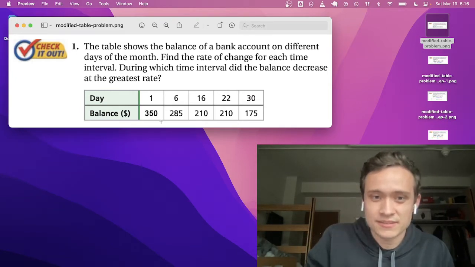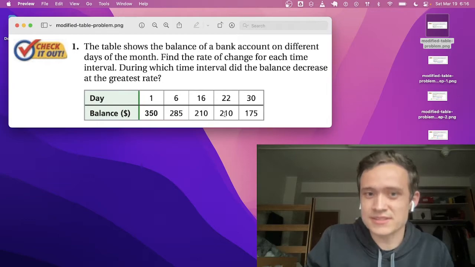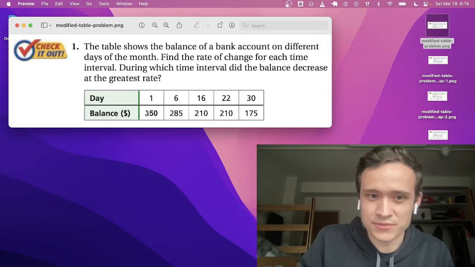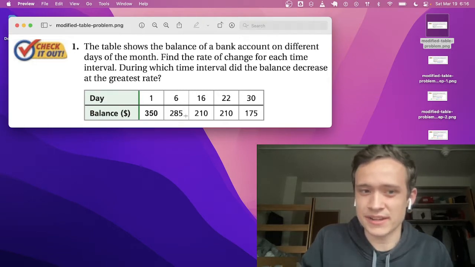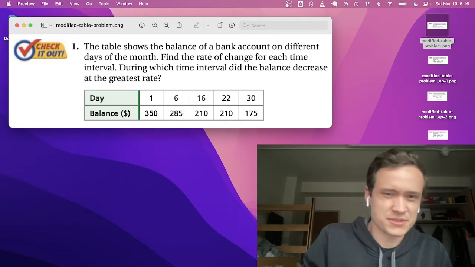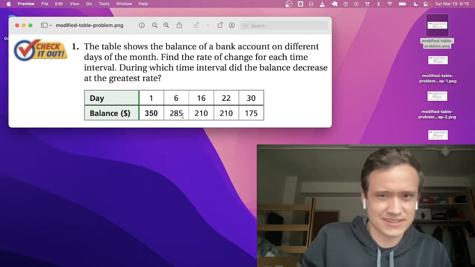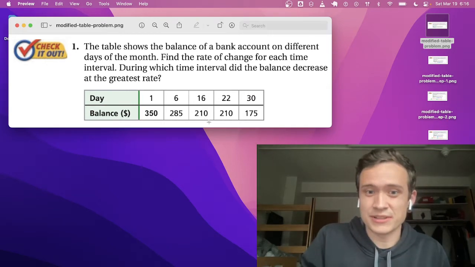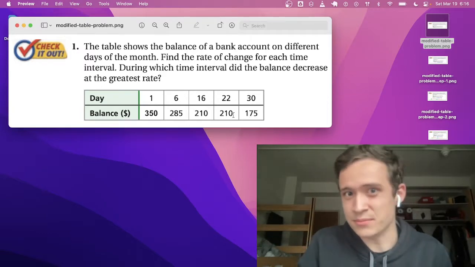And if I'm a new student who is figuring this out, my temptation would be to subtract. I would look at each jump here. How is the bank account balance going down, right? Because, well, first we go from $350 to $285. So we're losing, what's that, $65? And then we go down and lose $75. And then we lose none. And then we lose, what is that, 35 more.